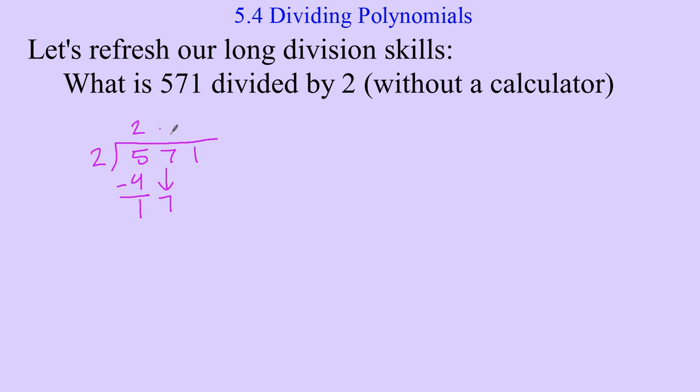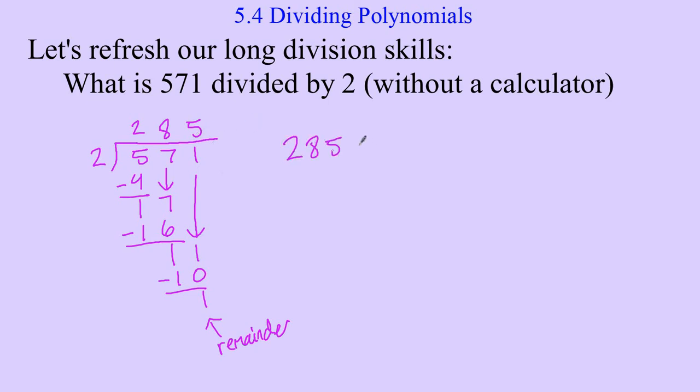2 can go into that 8 times. So 8 times 2 is 16. So you multiply there. Then you subtract. You bring down your numbers. 2 can go into 11 5 times. 2 times 5, we get 10. We subtract. Now we don't have any other numbers, so we can't bring anything else down, and 2 can't go into 1, so we call that the remainder. We can also tell because we've stopped. There's nothing left here. So we have 285 with a remainder of 1.